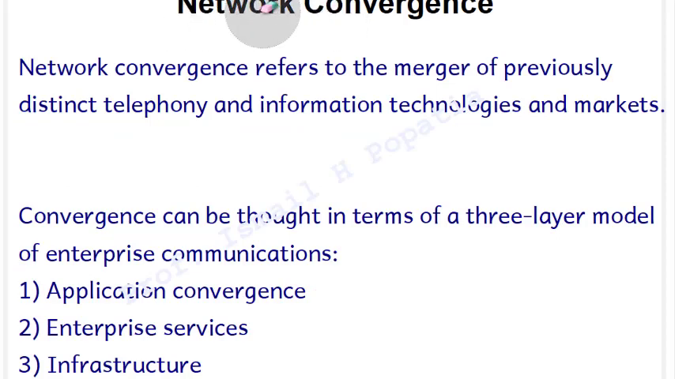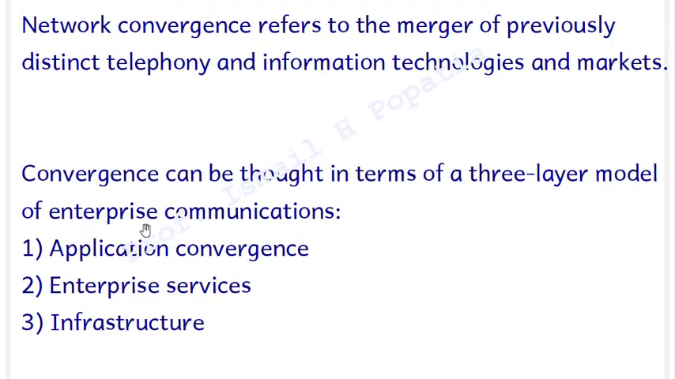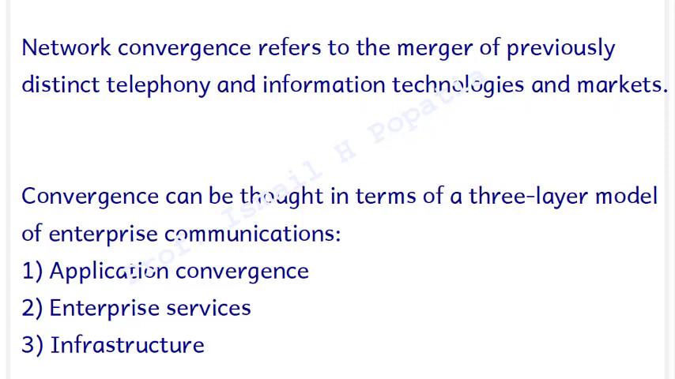Okay, now the next topic is network convergence. Network convergence refers to the merger of previously distinct telephony and information technologies and markets. So in this case, we are converging the previous telephony technology with the current one. Convergence can be thought of as a 3-layer model with respect to enterprise communication. The first is application convergence, the second is enterprise services, and the third is infrastructure.